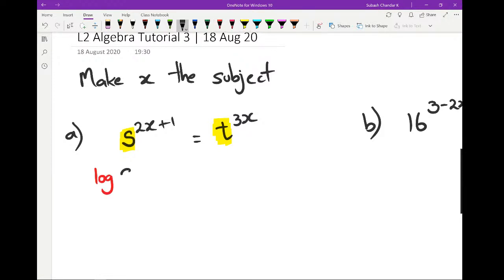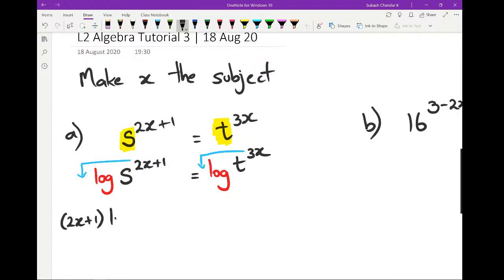So what we're going to end up with is log of s to the power of 2x plus 1 equals, and we're also going to take log on this side, so log of t to the power of 3x. And if you guys remember, when we take logs of exponents with powers, you can bring the power right to the front and change it into a multiplication sign. So you're going to have 2x plus 1 multiplied by log of s equals 3x times log of t.